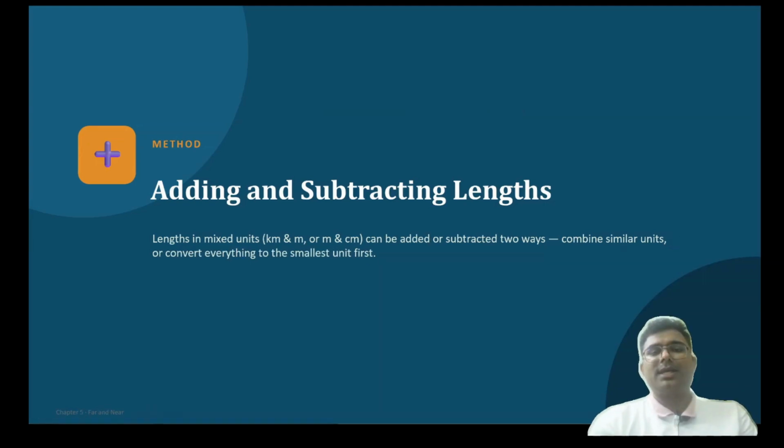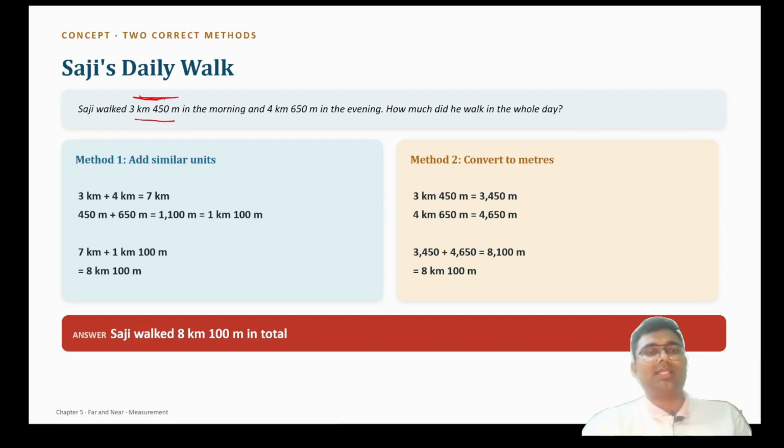Adding and subtracting length. So how to add and subtract length? Length in mixed unit. If we have length in mixed unit, like there is kilometer and meter, there is meter and centimeter, so how we will add and subtract them? So let's see. You can see this is an example of mixed unit, because there is kilometer and meter, and the same kilometer and meter are here. We have to add these two distances and find the total distance walked by Saji. So how we will do this?